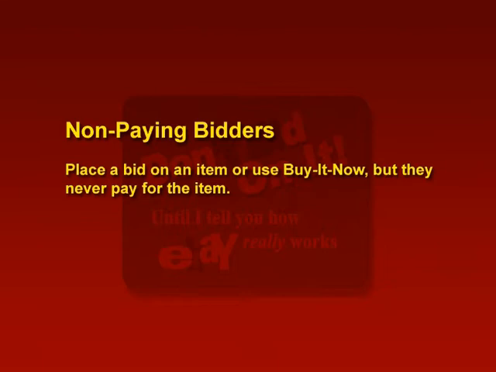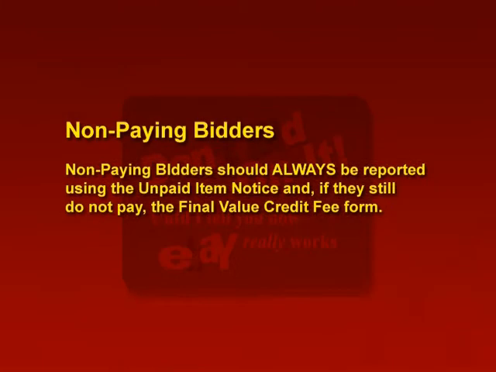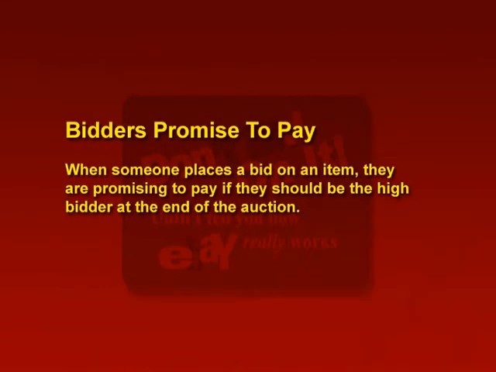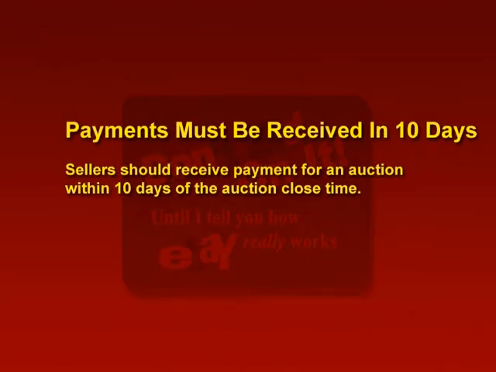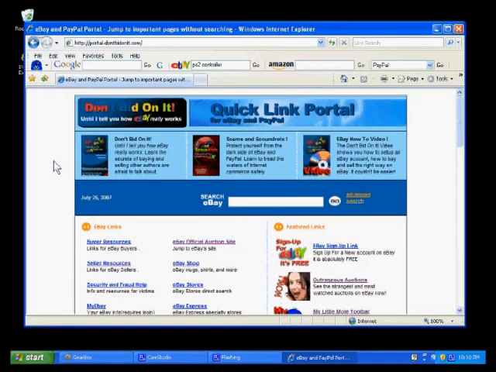I'm now going to demonstrate how to file a non-paying bidder report. You file this report when you auction an item and the high bidder never pays. When a member places a bid, they are agreeing to purchase the item at the high bid amount if they should be the winner. This is a legal contract they have agreed to both when signing up for eBay and when placing the bid. Any buyer who does not honor their obligation and does not pay within 10 days of the close of the auction should be reported.